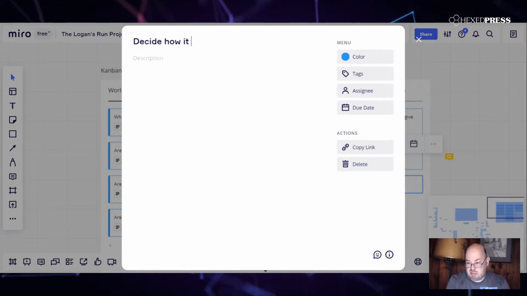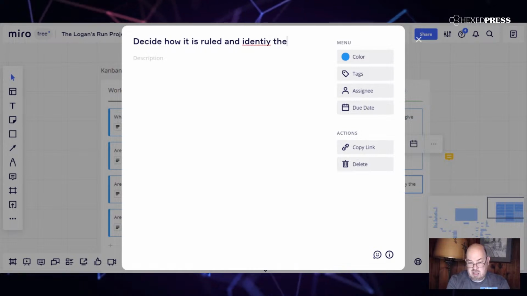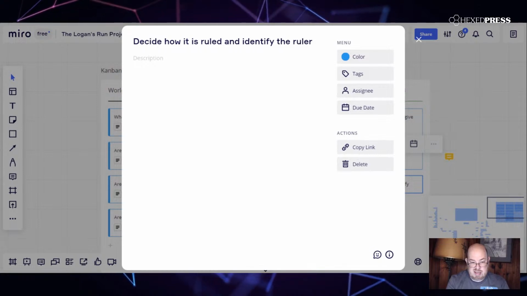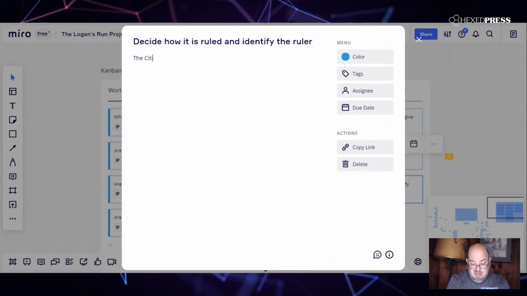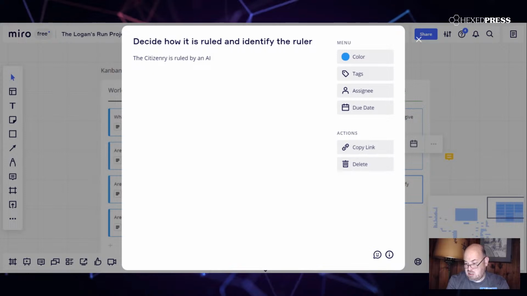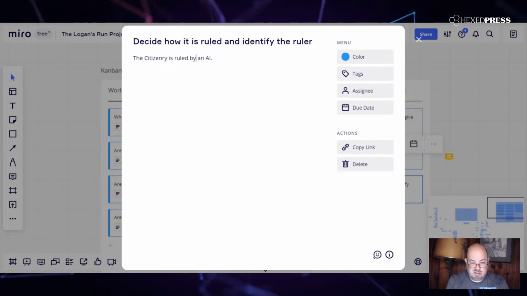Decide how it is ruled and identify the ruler. Wanting to tab across, I can't. Okay, so the citizenry is ruled by an AI. Let's see. Decide how it is ruled. So I guess it really is a dictatorship, right?